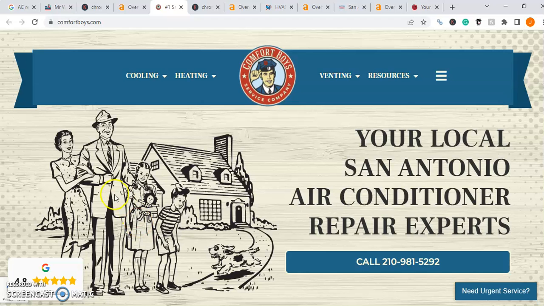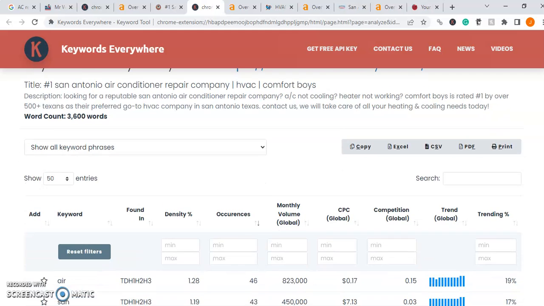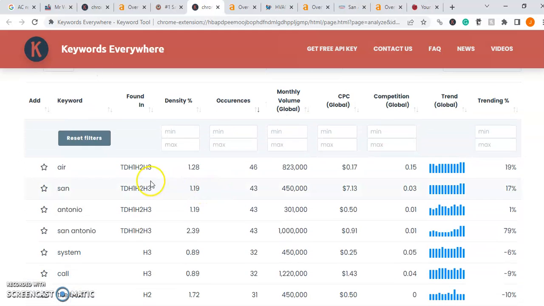So let's take a look at what keywords they have. So we're on Keywords Everywhere, and let's scroll down here. At number one, they have air. Then they have their location, San Antonio. Then they have system, call. So it starts to fall off after those first three keywords, but ultimately, that general idea of industry specific keywords. Obviously, they need to further optimize themselves.